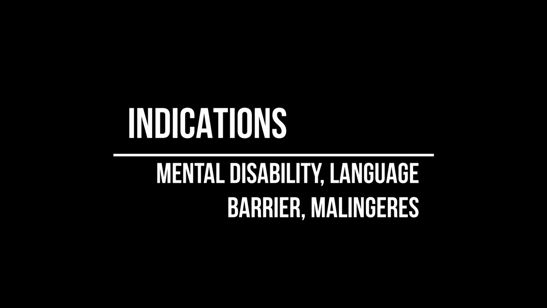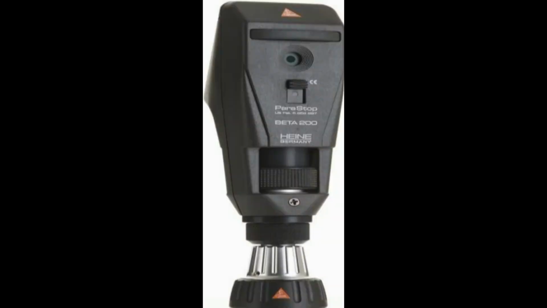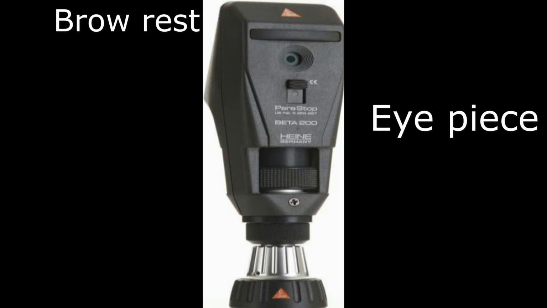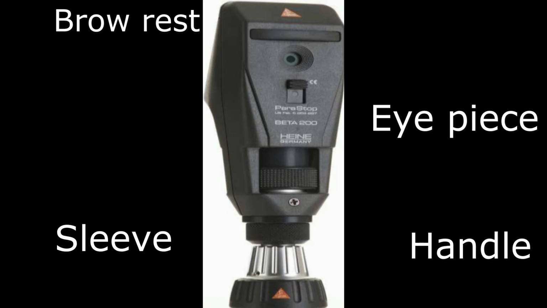So let's go to performing the retinoscopy itself. To perform retinoscopy, we use a retinoscope which has various parts: the brow rest, the eyepiece, the sleeve for rotating it either up or down, and then the handle. With practice, you will know how to use some of these things. When the sleeve, for example, is up, we use the plane mirror effect, and this is what is normally used.